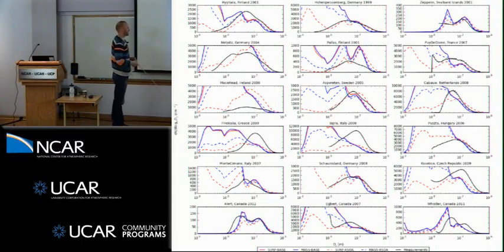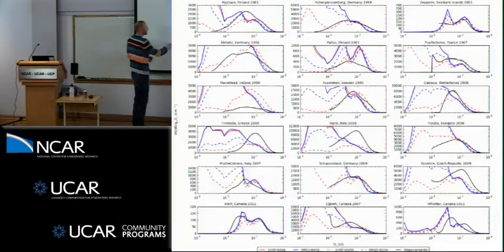What we've done is take measured size distributions, that's the black line, from a whole bunch of different SMPS, scanning mobility particle sizer, data from around the world. And we're trying to see which simulations tend to match these best on average.